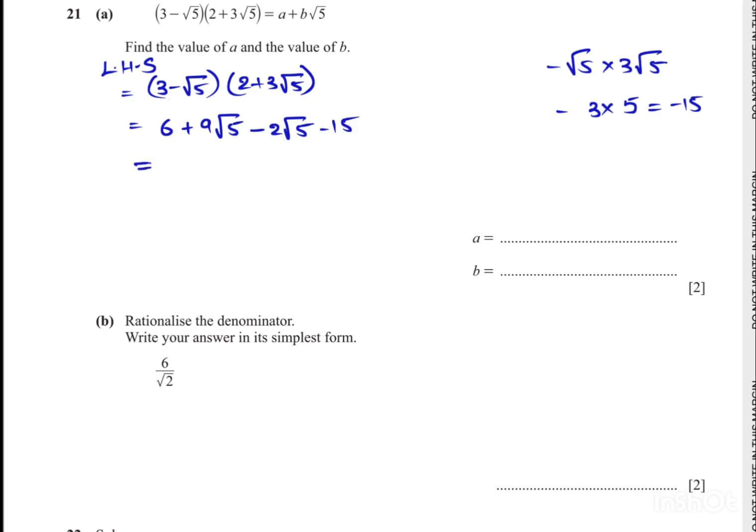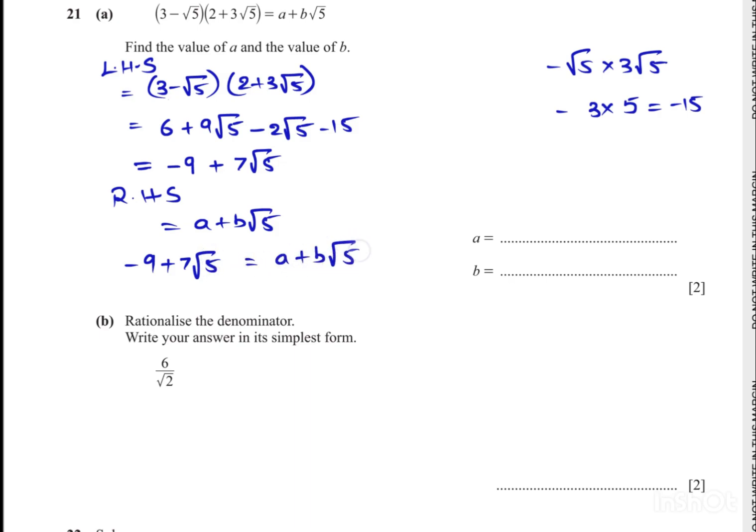Now there are two constant numbers without the surds. So 6 minus 15 will be minus 9, plus 9 root 5 minus 2 root 5 is 7 root 5. So this is equal to the RHS, a plus b root 5. So now equate these two. Minus 9 plus 7 root 5 is equal to a plus b root 5. So what is there in place of a? Negative 9, sorry. And what is there in place of b? 7. So minus 9 and 7 is the answer.